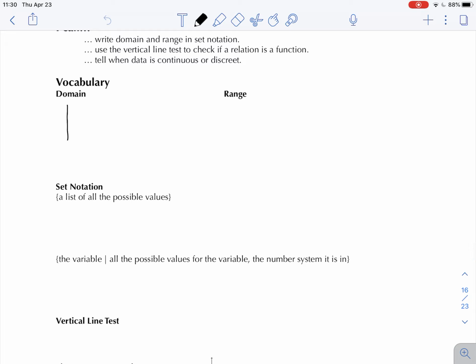All right, let's take a look at the vocabulary and the basics. Domain. The domain is the horizontal axis on our graph. So if we have a graph here, this is our domain. In an ordered pair, our domain value comes first and our range value comes second. The domain is the independent variable. And oftentimes our domain value is time.